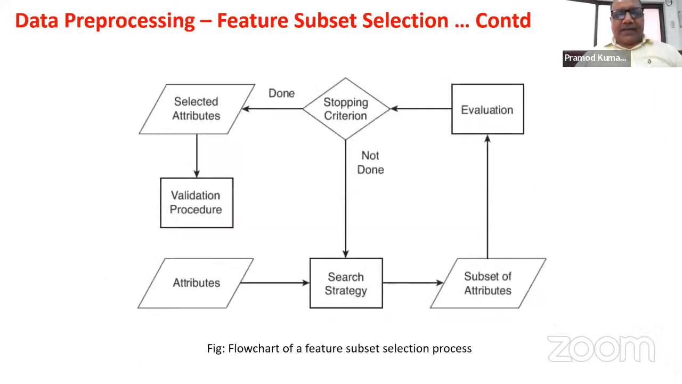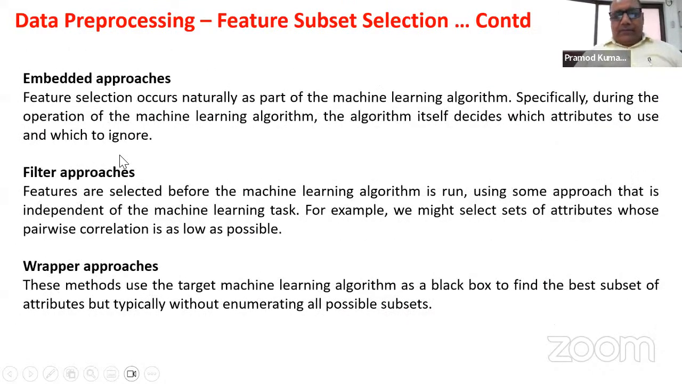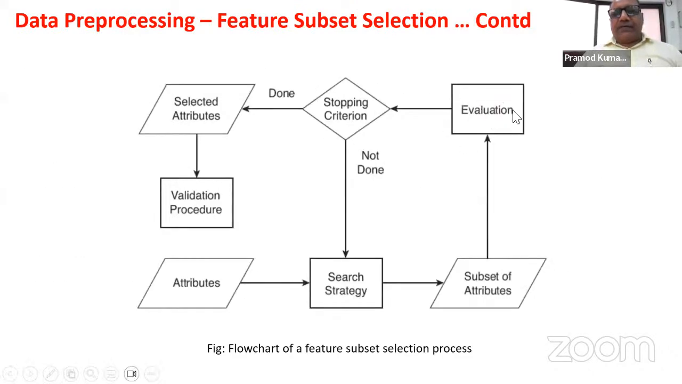So the attributes will be given as input to the search strategy. The search strategy will generate a subset. This subset is the output of this process, and it is the input of the next process. This subset will be evaluated to see whether it is good or bad. Here the evaluation criterion is different. That is the first one, a measure for evaluating the subset.